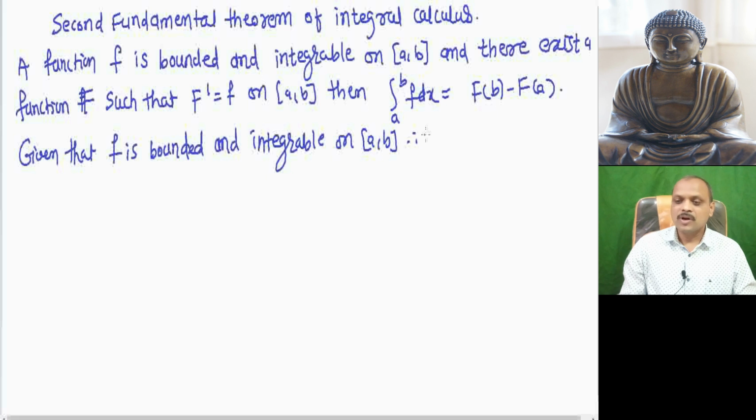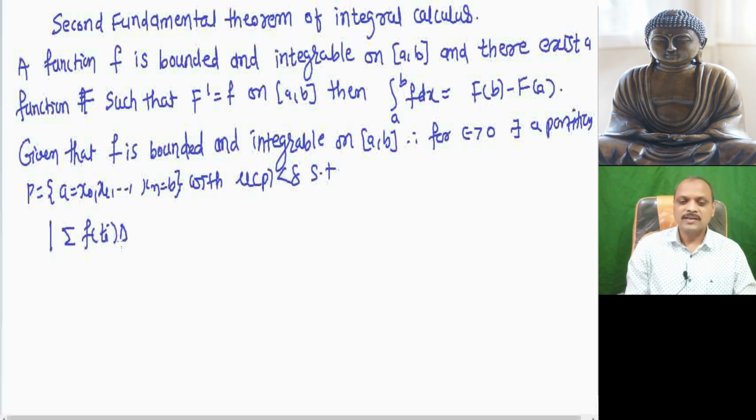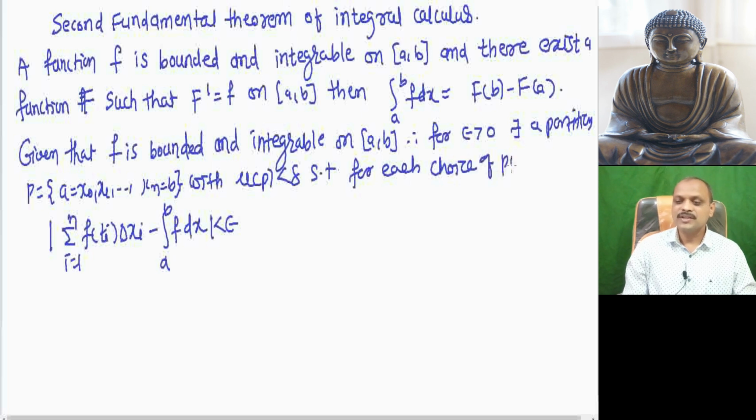Therefore, for epsilon greater than 0, there exists a partition P equal to x0, x1 up to xn equal to b with norm less than delta, such that, according to the definition of Riemann sum, the sum of f of ti into delta xi, i equal to 1 to n, minus the integration of f between the limits a to b is less than epsilon, where for each choice of points ti in delta xi, this sum is less than epsilon.